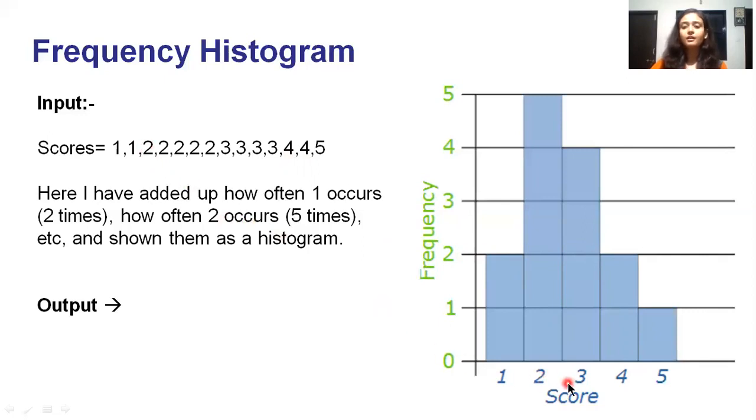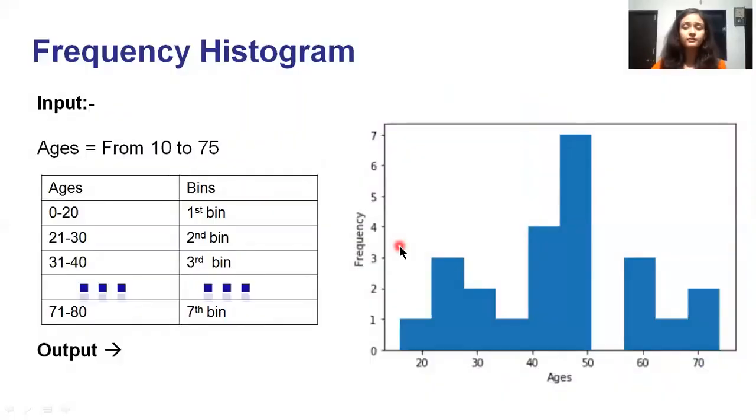Here, I have the unique values of the observations on the x-axis of the histogram. This is my list of observations. My unique values are only 5, that is 1, 2, 3, 4 and 5. So on the x-axis I will plot only the unique values. But what if the list of unique values is very long? So here is the second example. In the input I have ages, and in my data set there are persons of ages from 10 to 75.